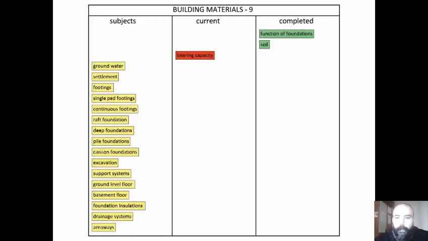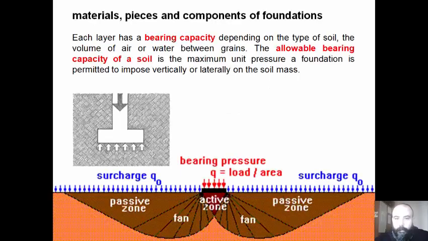Now let's look at the bearing capacity of a soil. Each layer has a bearing capacity depending on the type of soil, the volume of air or water between grains. The allowable bearing capacity of a soil is the maximum unit pressure a foundation is permitted to impose vertically or laterally on the soil mass.